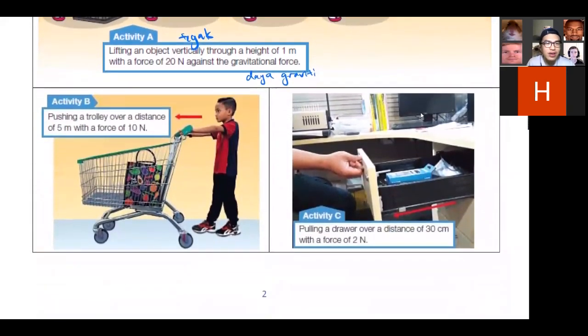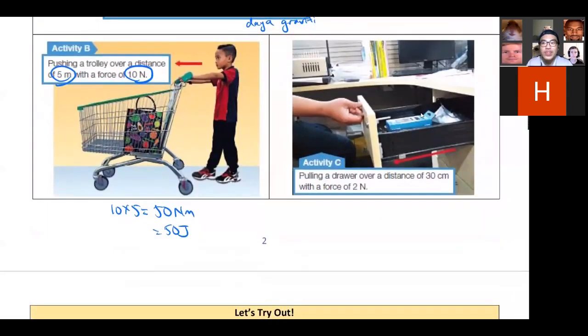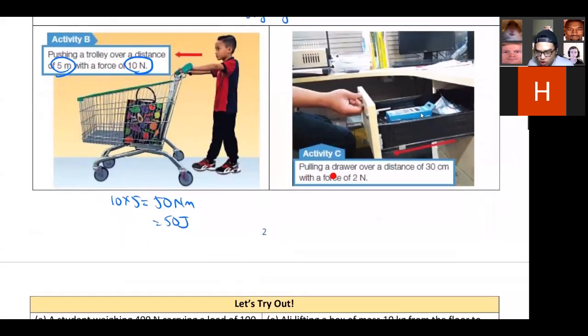Okay, so that is the concept lah, you don't need to really know how to explain, but you just need to understand. Okay, so activity B, pushing a trolley over a distance of 5 meter with a force of 10 Newton. Okay, so now this is my force, this is my jarak or displacement. Okay, so 10 times 5, I have 50 Newton meter, or you can say 50 joule. Okay, so I use 50 joule of energy to push the trolley. Okay, simple.